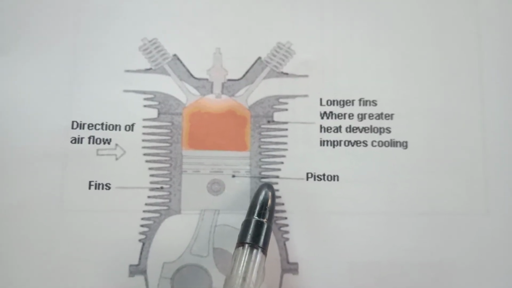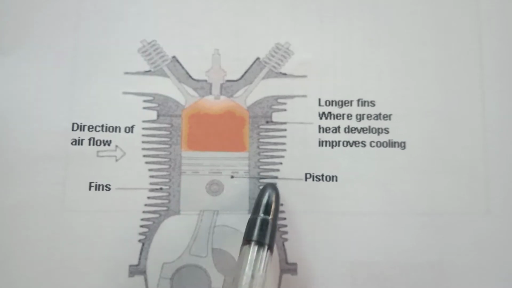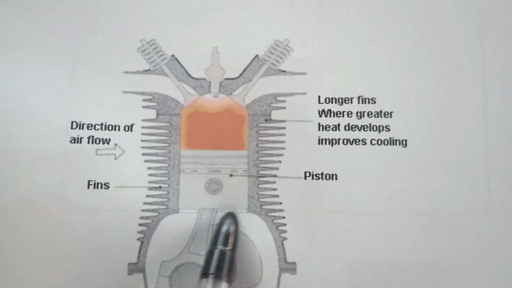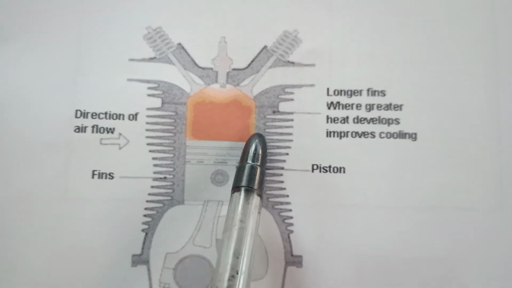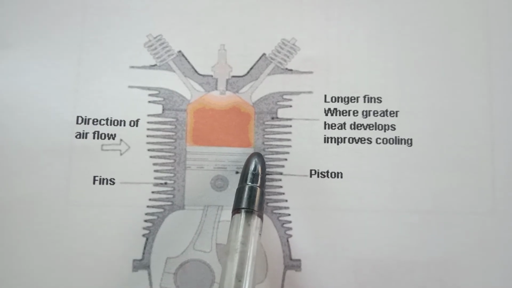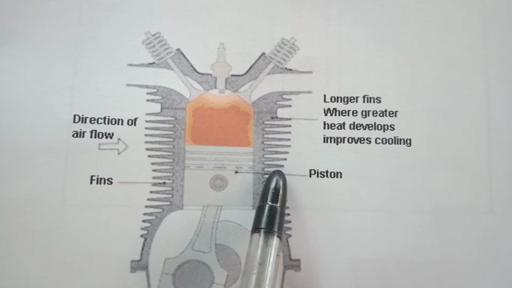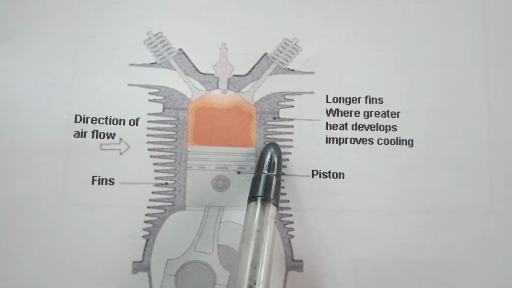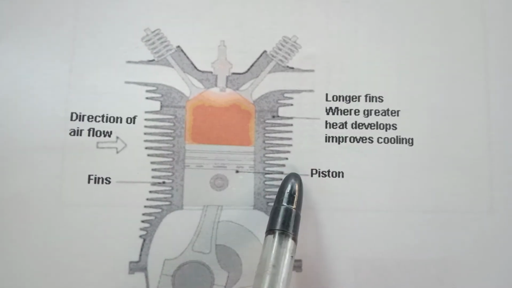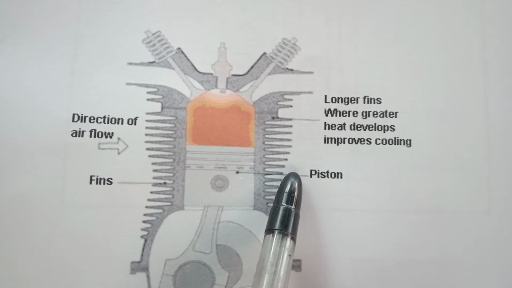So after 250cc, the air cooling system is dropped, and instead of the air cooling system we employ the water cooling system, so that even the more heat generated due to the large capacity of the engine can be easily extracted and cooled down.